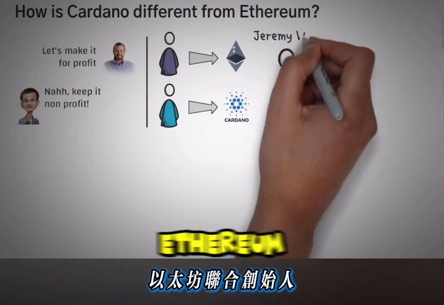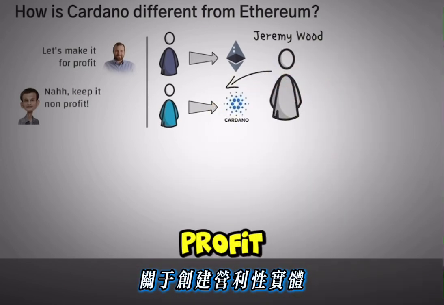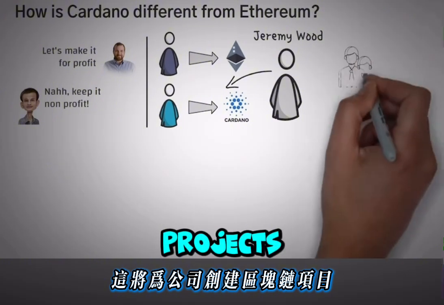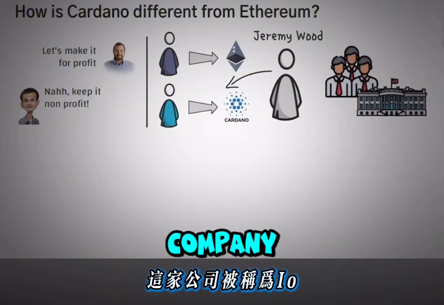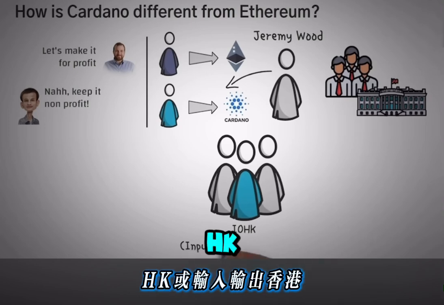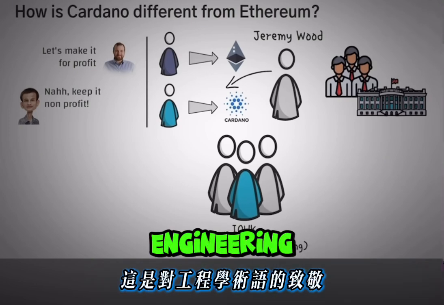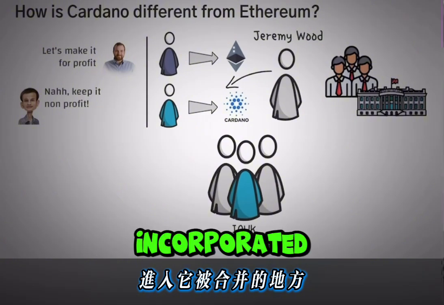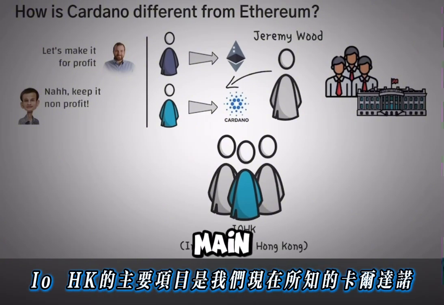Fellow co-founder of Ethereum, Jeremy Wood, approached Hoskinson about creating a for-profit entity that would create blockchain projects for companies, governments, and even other organizations. This company became known as IOHK, or Input Output Hong Kong, and it's an homage to the engineering term and to the place that it was incorporated. So what does this have to do with Cardano, you ask? IOHK's main project is what we now know as Cardano.